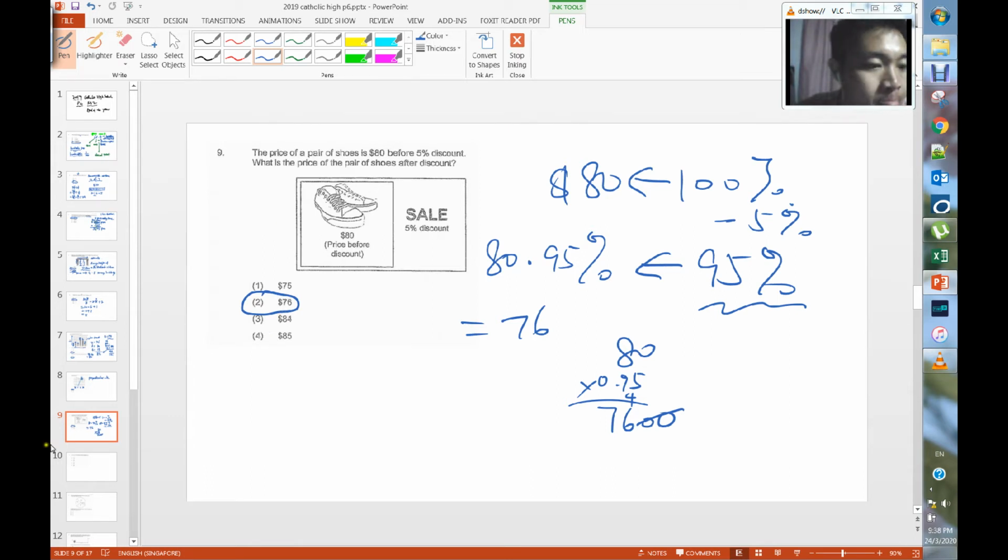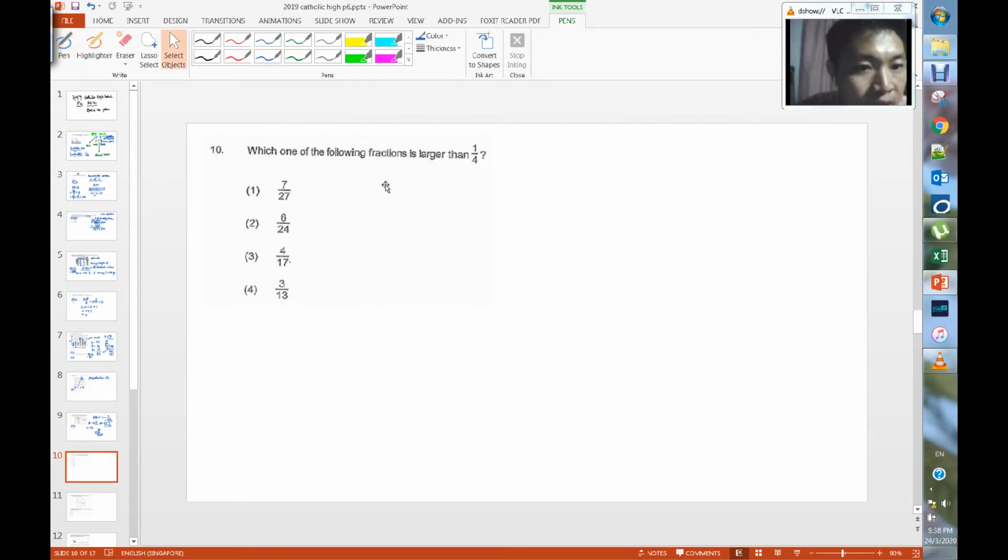Okay, next. Which one of the following fractions is larger than 1/4? All you need to do is find the equivalent decimal number of 1/4. If you are quick enough, you should know that 1/4 is 0.25. Over here, if you simplify option 2, you should get 1/4, and 1/4 is definitely not larger than 1/4, so this option is out. We just need to test 1, 3, and 4. Let's test with 1 first.